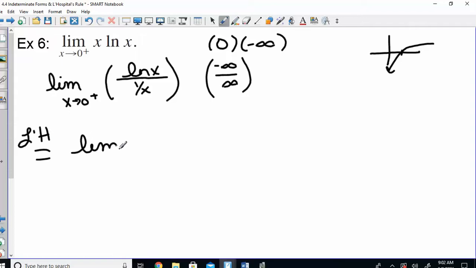So I did ask you to please just write that LH over your equal sign so I know what you did. And then we do the derivative of the top and bottom. So the derivative of natural log of x is 1 over x. 1 over x, you could think of that's like x to the negative 1 power. So its derivative would be what? Negative x to the negative 2? Or negative 1 over x squared?